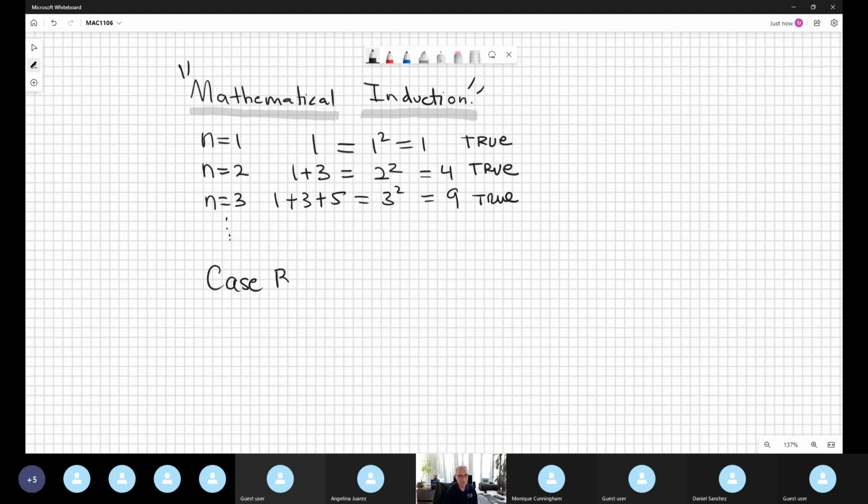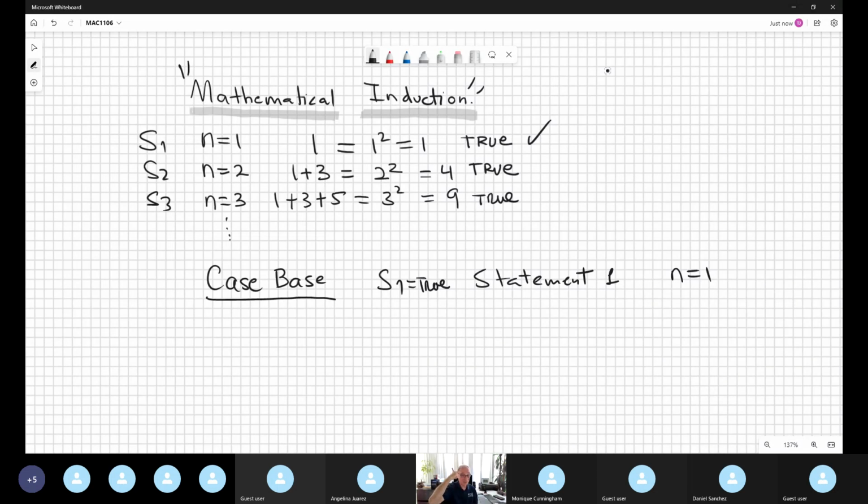Case base, it's a technical name. You try statement 1, statement 2, statement 3. Suppose you try statement 1. What is statement 1 when n is 1? And suppose it's true.